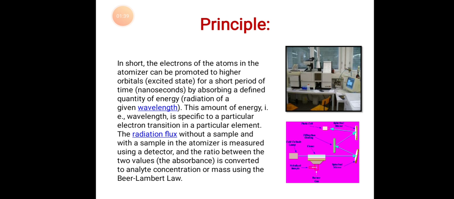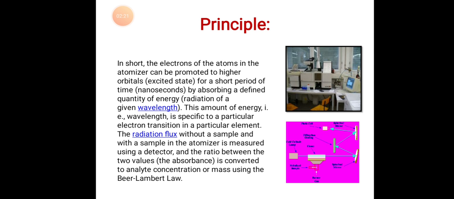Principle: in short, the electrons of the atoms in the atomizer can be promoted to higher orbitals (excited state) for a short period of time, nanoseconds, by absorbing a defined quantity of energy (radiation of a given wavelength). This amount of energy, that is the wavelength, is specific to a particular electron transition in a particular element. The radiation flux without a sample and with a sample in the atomizer is measured using a detector, and the ratio between the two values, the absorbance, is converted to analyte concentration or mass using the Beer-Lambert law.